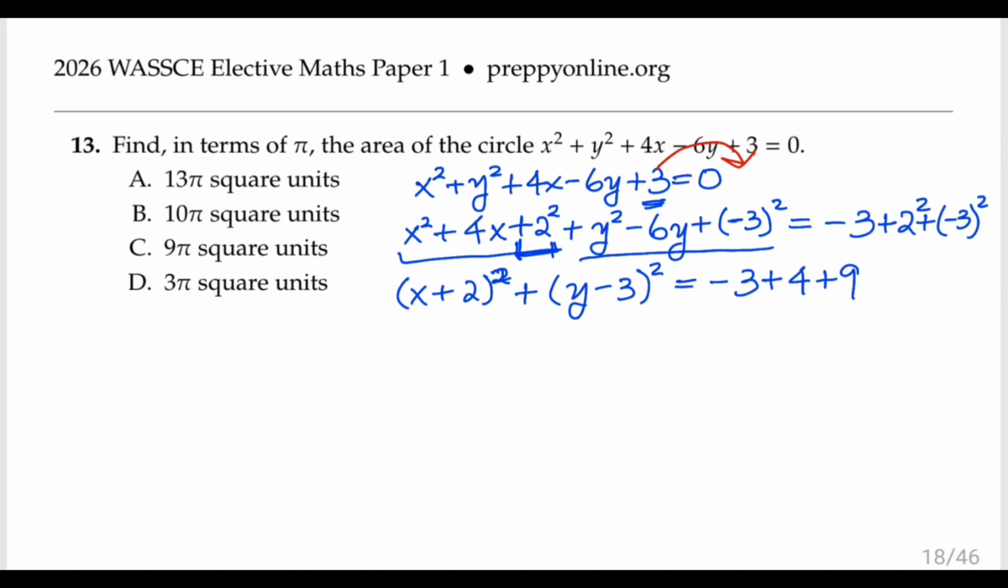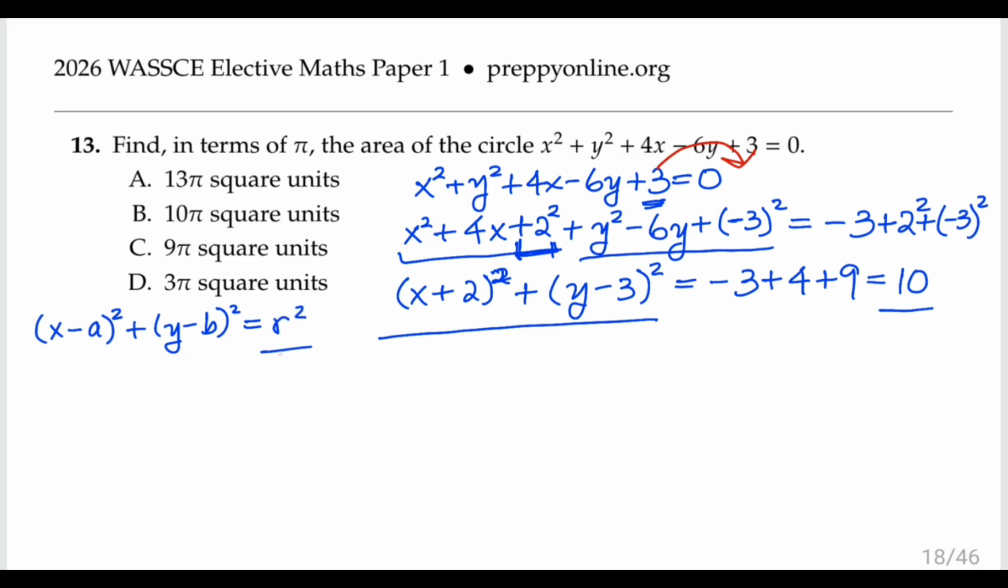All right, so we simplify this constant term. Minus 3 plus 4 is 1, plus 9 is 10. So we have this expression equal to 10. And if you remember what I said, when we have (x minus a) squared plus (y minus b) squared being equal to something, whatever you have on the right is the square of the radius.